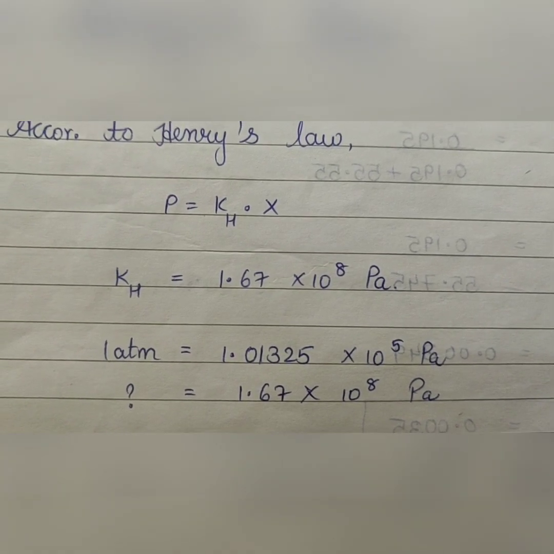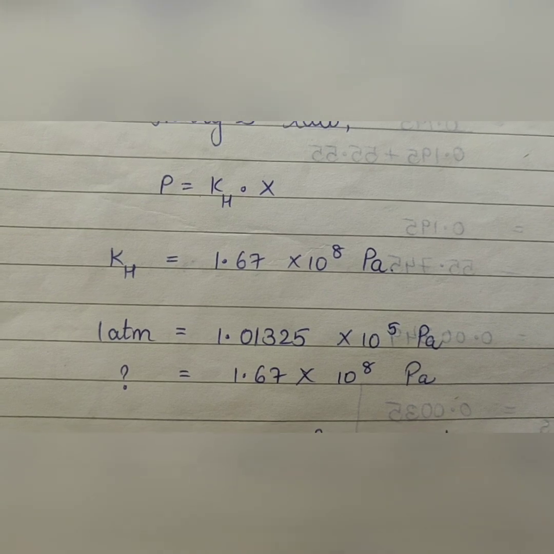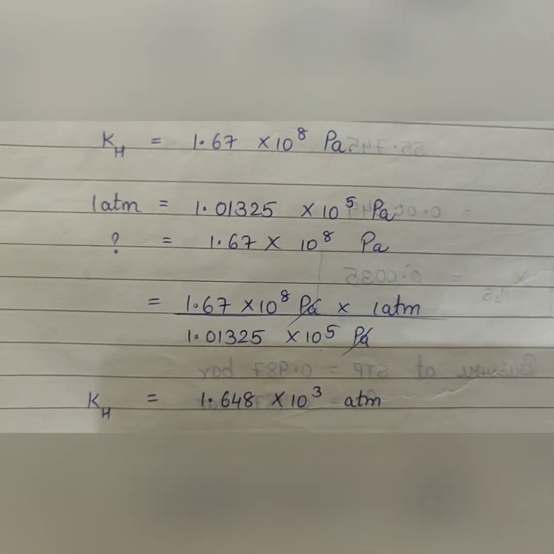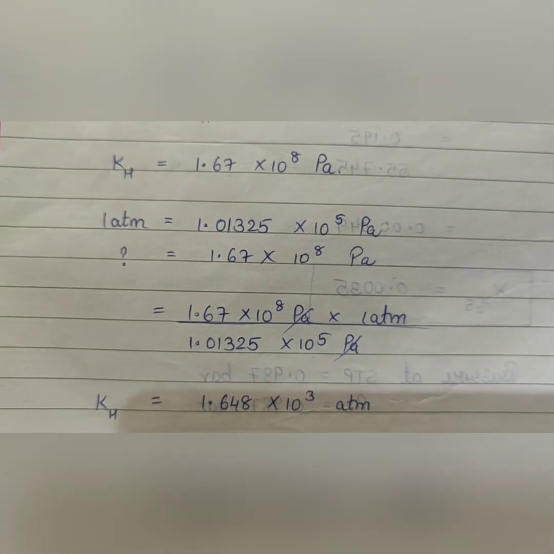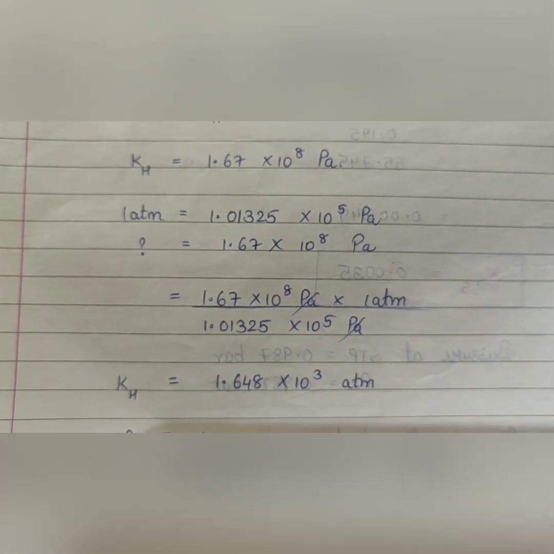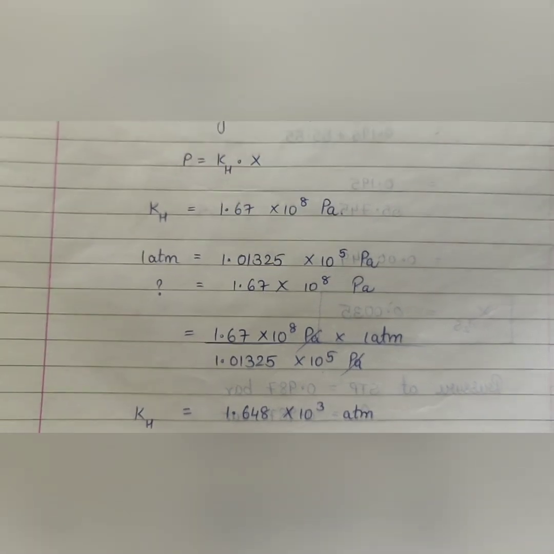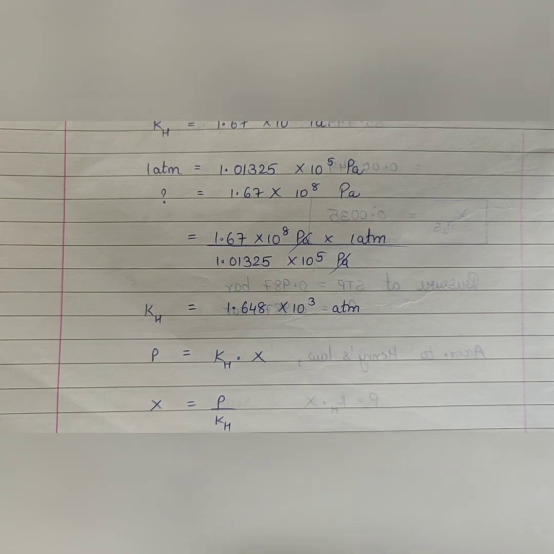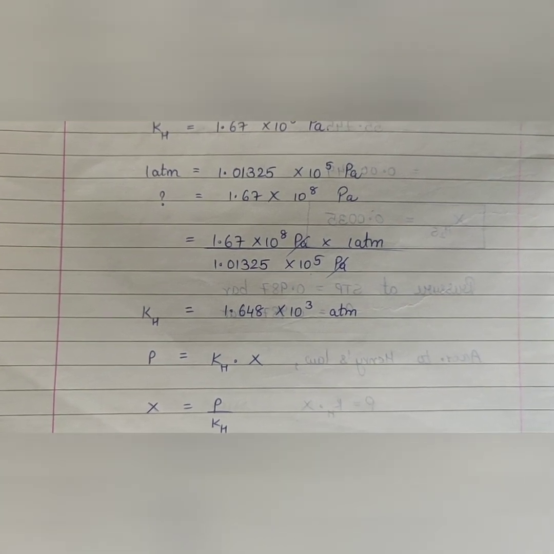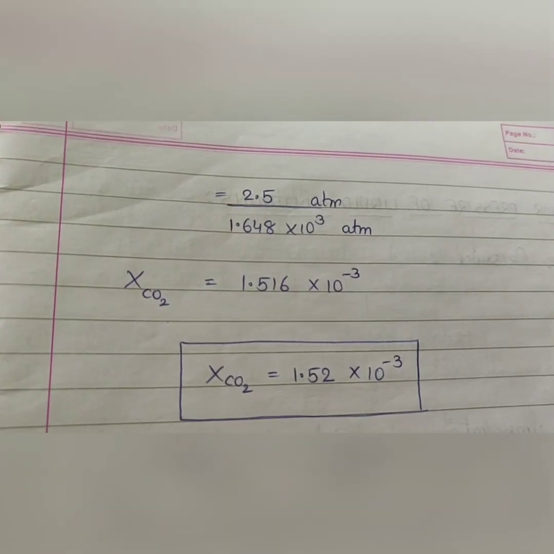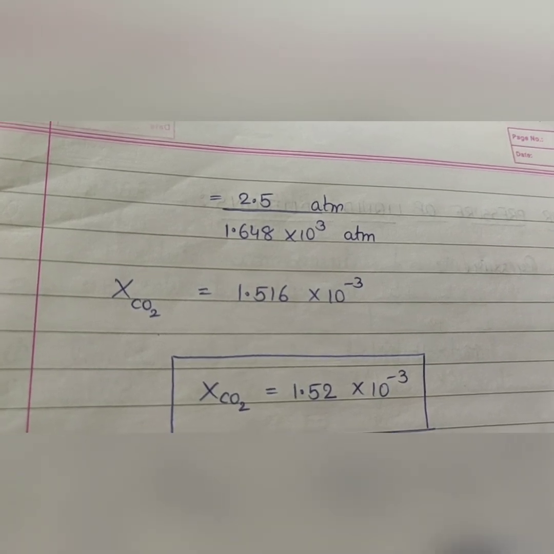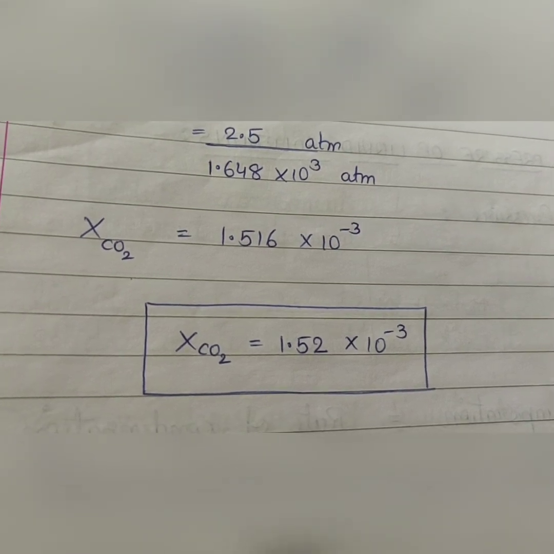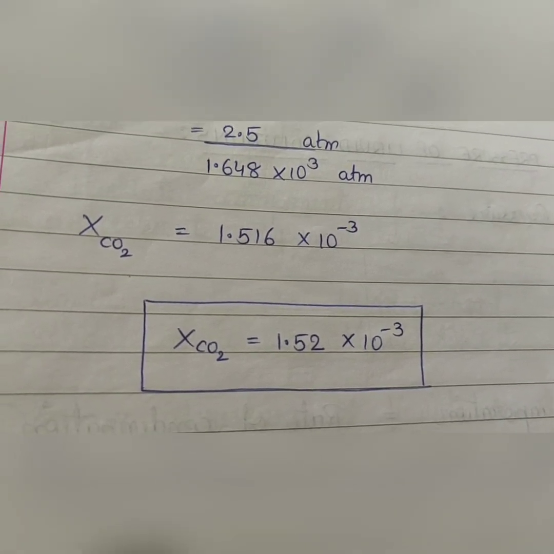So what value are we having? 1.67 into 10 raised to 8 Pascal. So that sums up to how many atmospheric pressure? Just simple cross multiplication, and you get your answer to be 1.648 into 10 raised to 3 atmospheric pressure. Okay, now you are having KH, you are having pressure. Putting up the value and calculating the mole fraction. P is equal to KH into X. So X will be P by KH. What is pressure? 2.5 atmosphere. And what is KH? 1.648 into 10 raised to 3 atmosphere. Calculating it, mole fraction comes up to be 1.52 into 10 raised to minus 3.